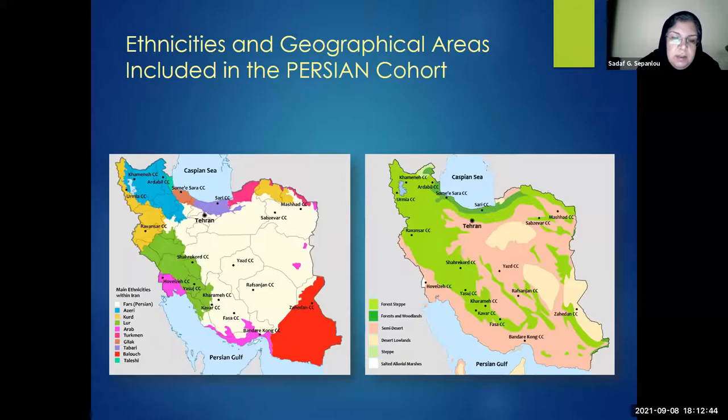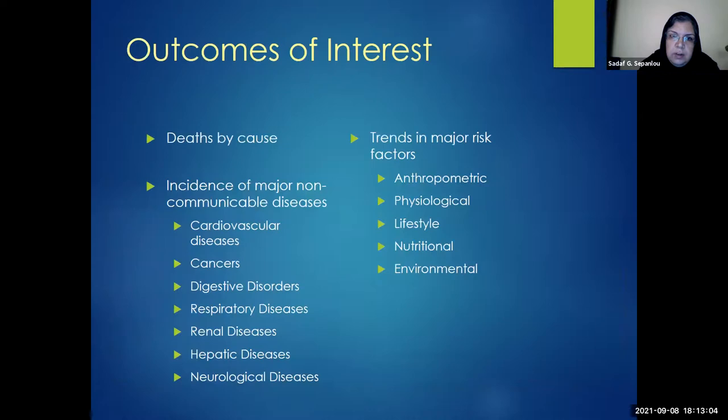On the right panel, you see the areas and the sites selected for the Persian cohort include areas with different climates, from deserts and semi-deserts to forests and woodlands. Okay, the outcomes of interest were deaths by any cause and incidence of major non-communicable diseases, including cardiovascular diseases, cancers, digestive disorders, respiratory diseases, renal diseases, hepatic diseases, and neurological diseases. We also examined the trends in major risk factors for non-communicable diseases, including anthropometric measurements, physiological characteristics, lifestyle, nutritional, and environmental risk factors.